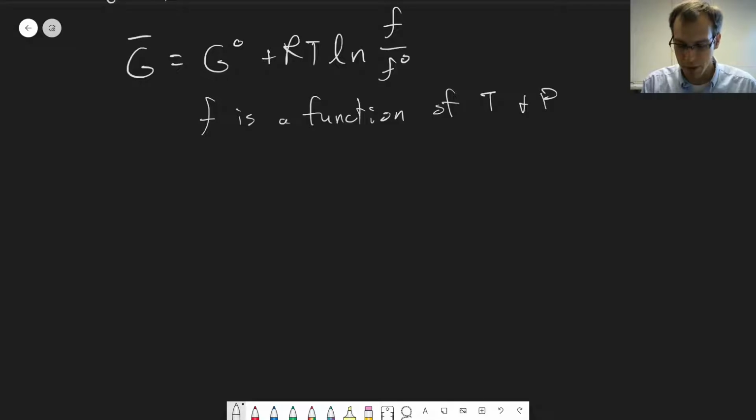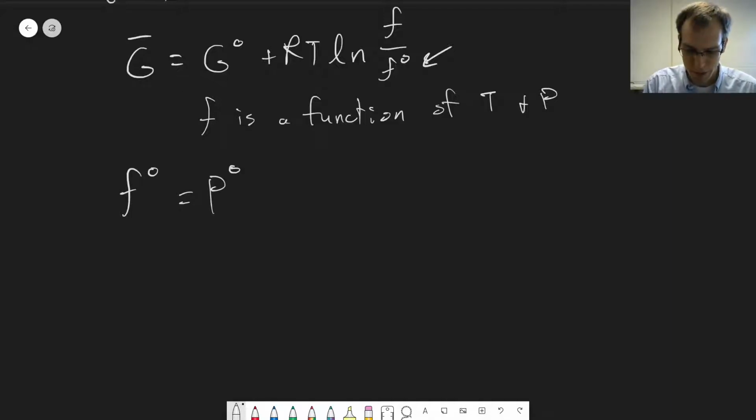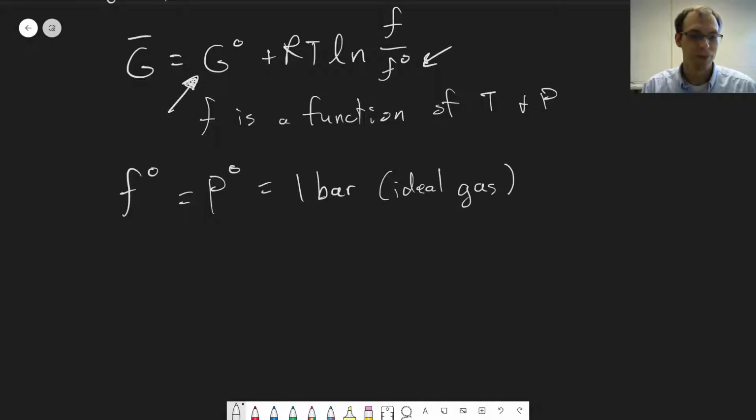Well, the first question we need to figure out is, if we want to use this equation, we know what F naught is. To keep our analogy with the ideal gas, F naught has to be the same as P naught. Otherwise, these equations are not equivalent, because this standard G value is for the standard pressure. So F naught is the same as P naught, which is 1 bar, and it's 1 bar of ideal gas. So we have to say specifically this is an ideal gas. That's true for both these equations. So F naught and P naught, the standard state pressure, is 1 bar ideal gas.